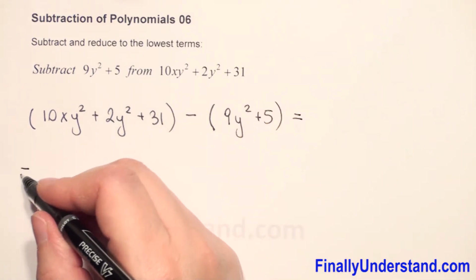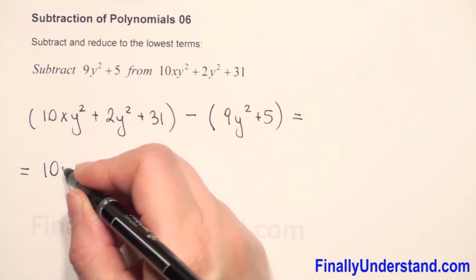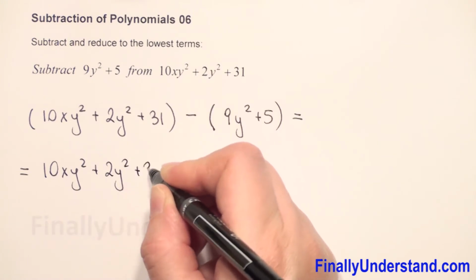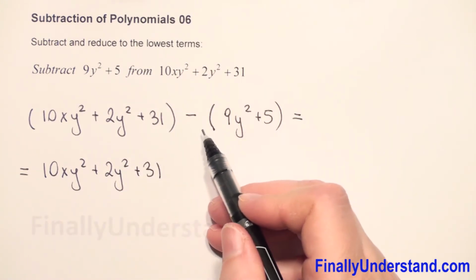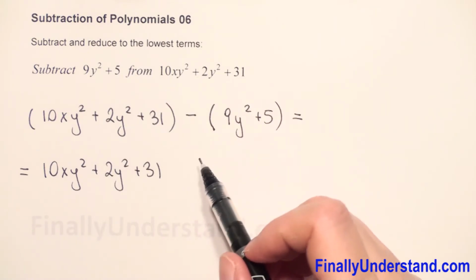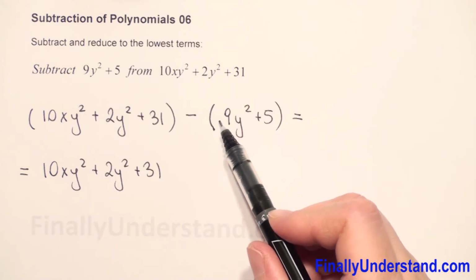Next, the first polynomial we have to rewrite. And next, when we have a negative sign before parentheses, it means we have to change the sign before every term to the opposite. When we don't have any sign, it's always positive.